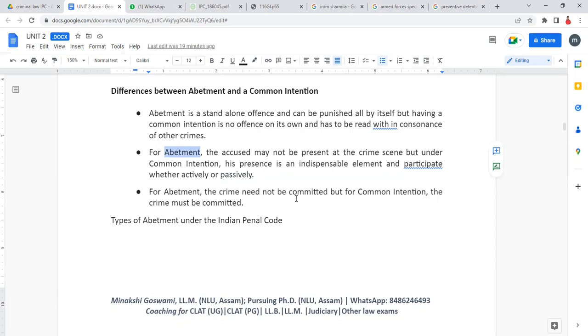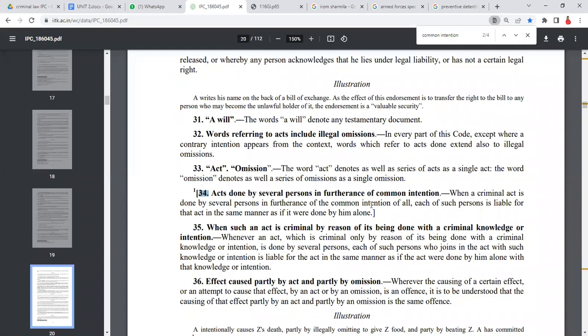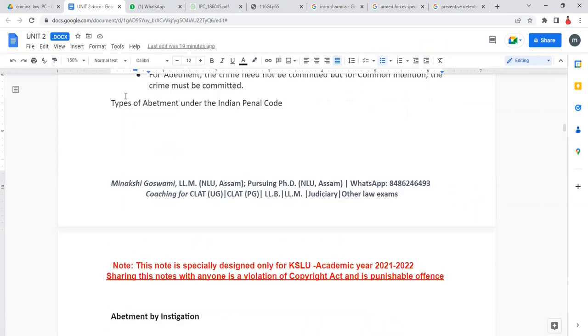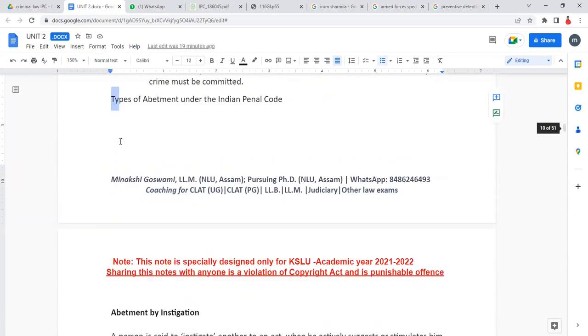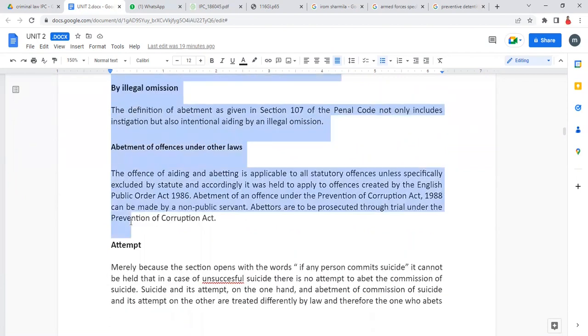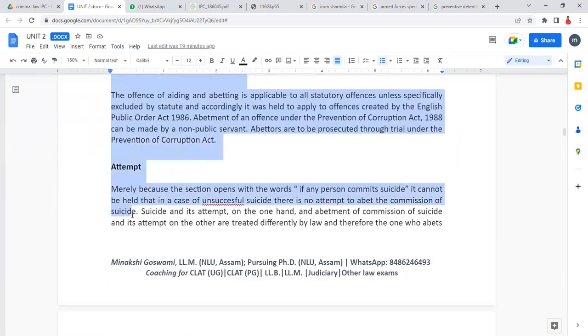For abetment, the crime need not be committed, but for common intention, the crime must be committed. After the commission of the crime only can we make the person liable, because common intention in itself does not have a punishment of its own. So this provision has to go along with other sections only. We discussed three different types: by instigating, by conspiring, and by way of aiding the other person.